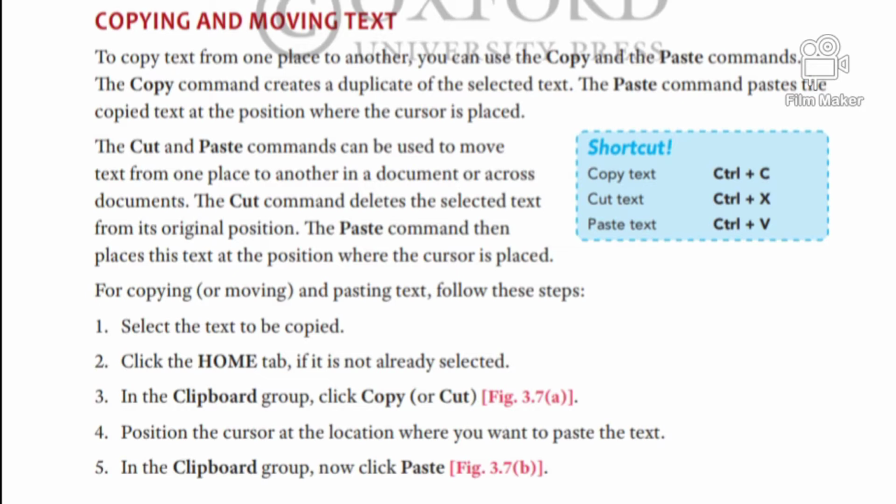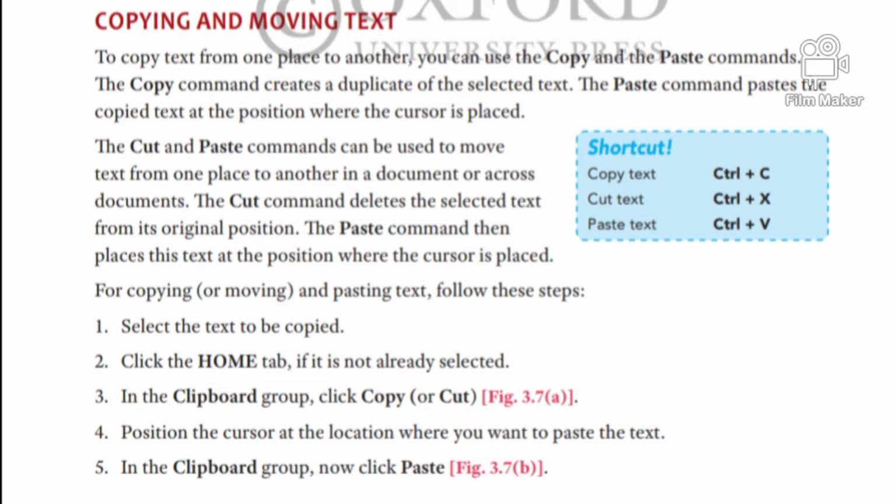So if you want to copy the text, what do you have to do? You have to press two keys. The first key is the Control key and the second key is the letter C. You have to press the Control key and keep holding it, and press the C key. So what is going to happen with Control plus C? The text is going to be copied.